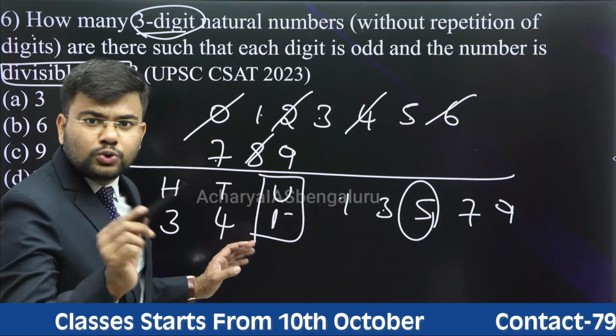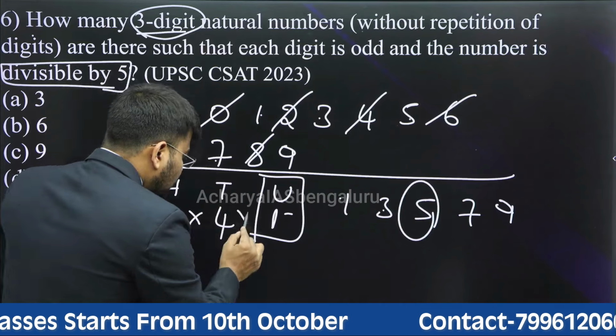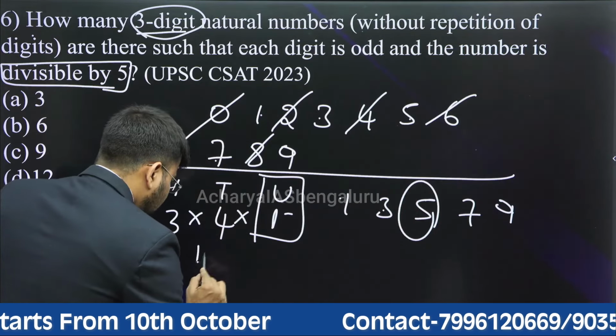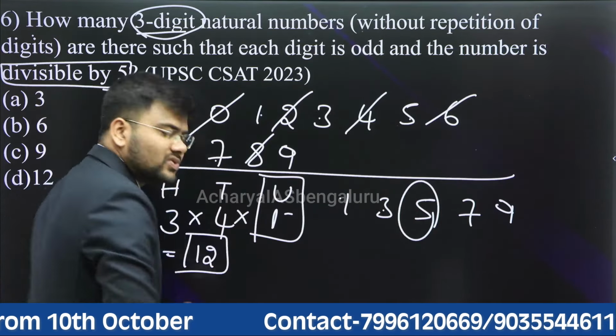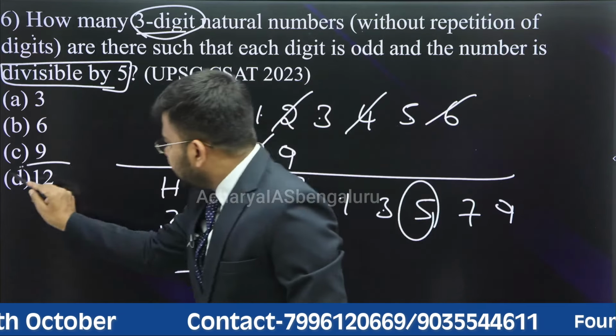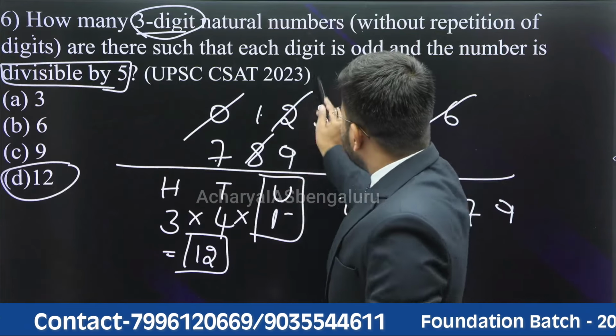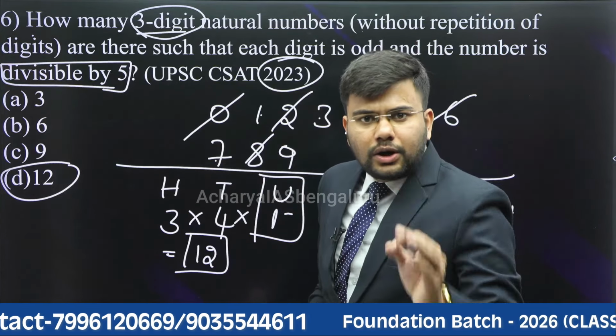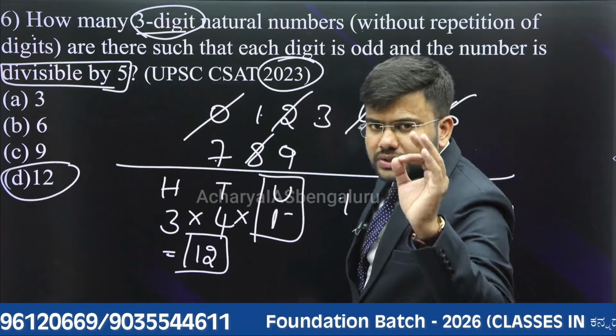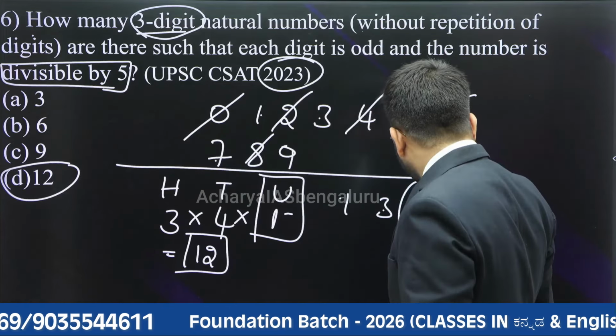Now, what are we supposed to do? Multiply. 3 into 4 into 1. That is 12 would be the correct answer. That is option D is the right answer. I hope you have understood this question. This is one of the toughest papers we call General Studies 2, that is CSAT, especially the 2023 paper.